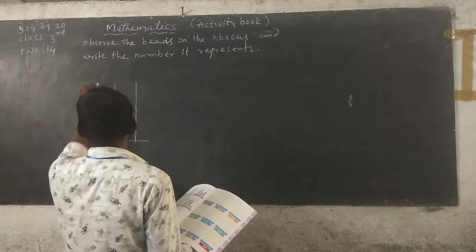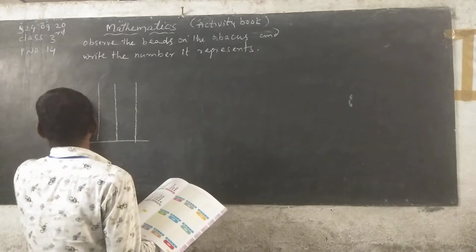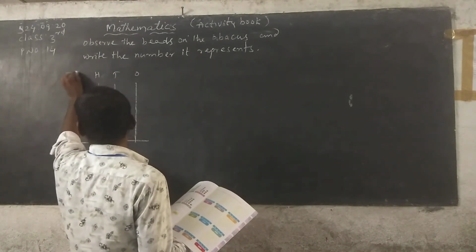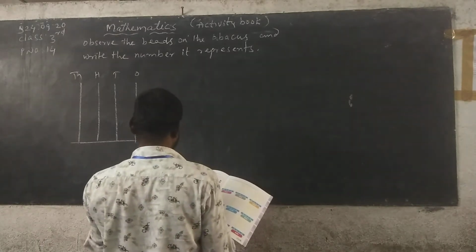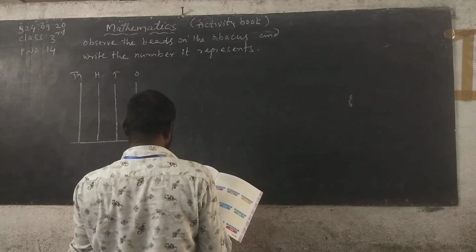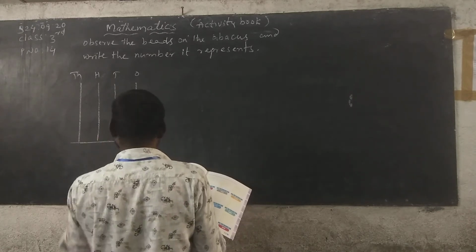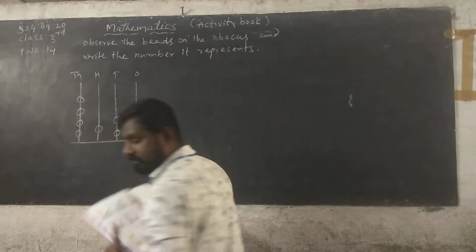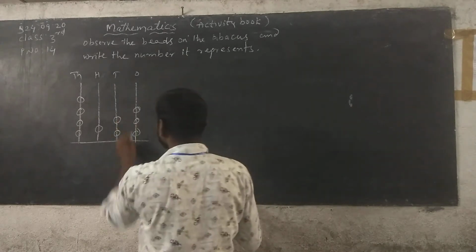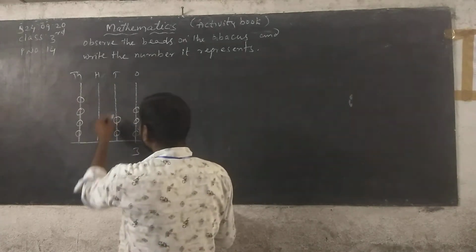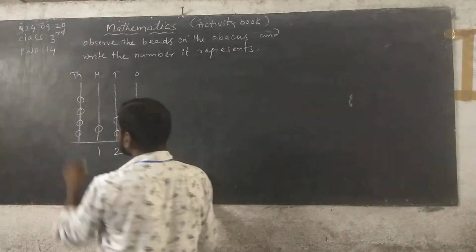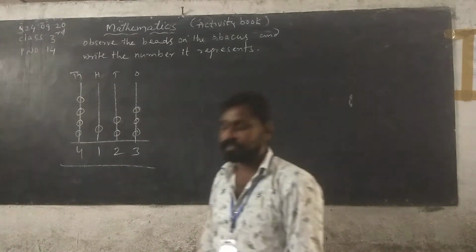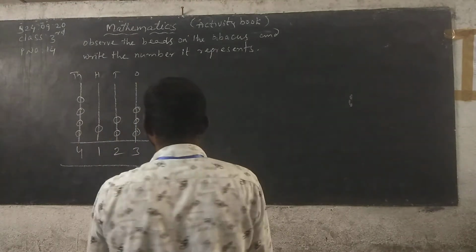Ones place, tens place, hundreds place, thousands place. In ones place, how many beads are there? 3. In tens place, 2 beads. Hundreds place, 1 bead. Thousands place, 4 beads. Write 3 under ones place, 2 under tens place, 1 under hundreds place, 4 under thousands place. So what is the number? 4123.